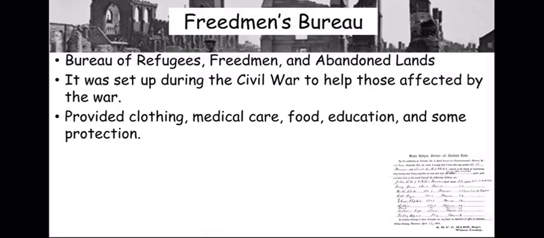Freedmen's Bureau is exactly what it sounds like. Those that were once slaves and now are not need representation. So, boom, we're a bureau to represent them. They provided things like clothing, because guess what? You used to be a slave.